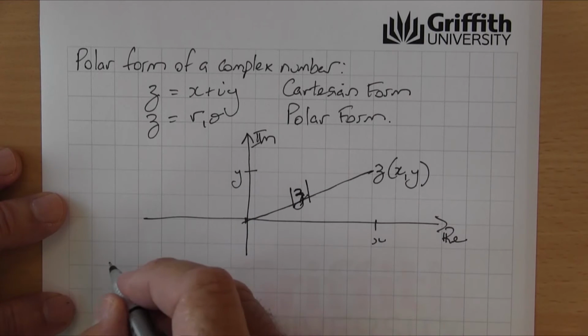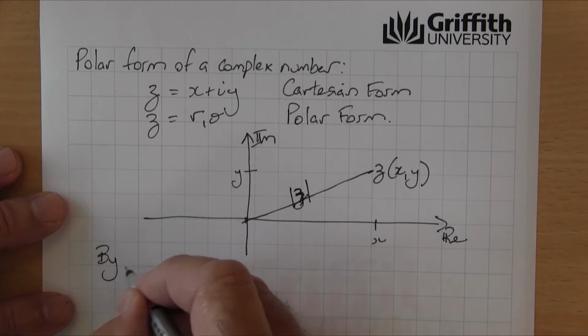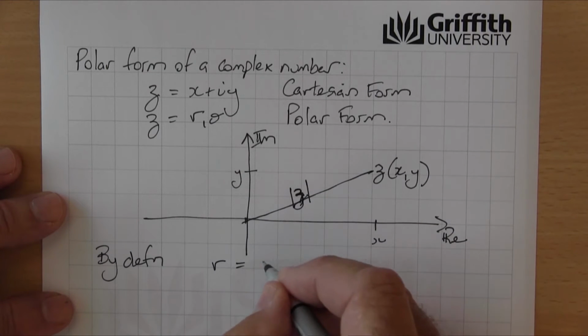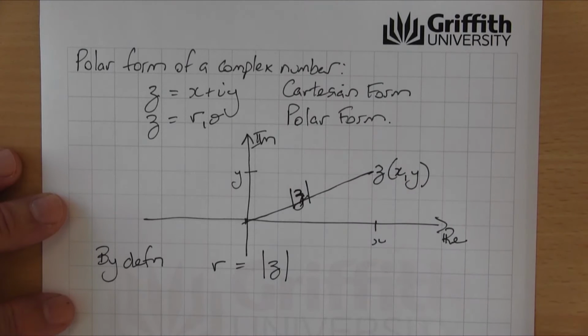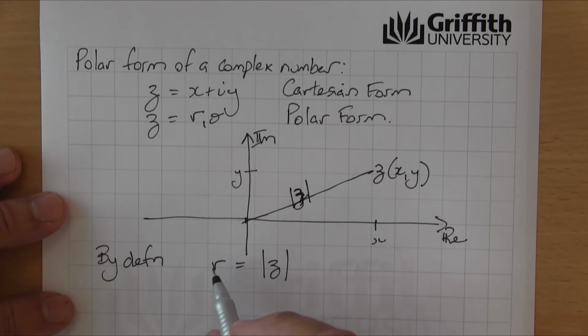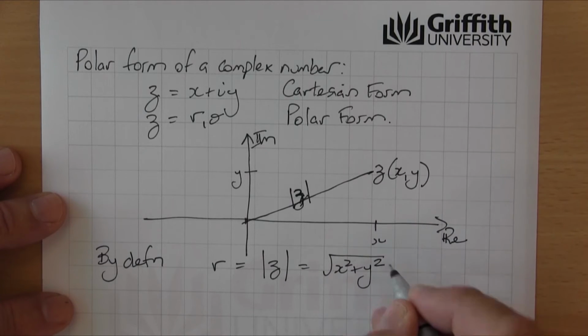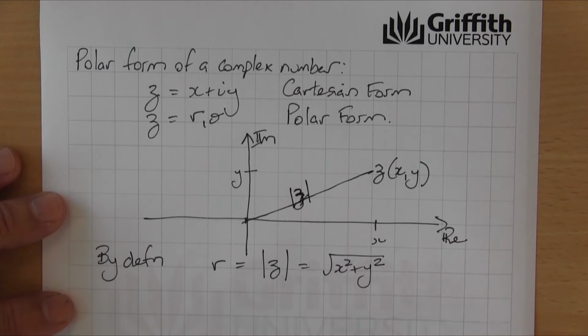Okay, by definition, we simply say that r is equal to the mod of z. You know that the mod of z is equal to the square root of x squared plus y squared. So it's easy to find mod z, which is equal to r.